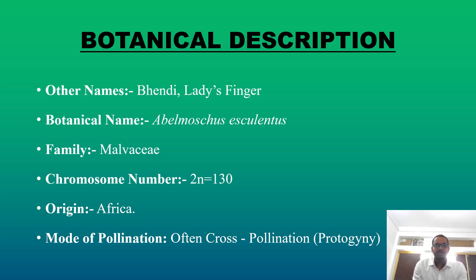It is also known as bhindi or okra. Its botanical name is Abelmoschus esculentus. It belongs to family Malvaceae. Diploid chromosome number is 2n = 130. It originated in Africa, and okra is basically an often cross-pollinated crop due to the presence of the mechanism of protogyny.